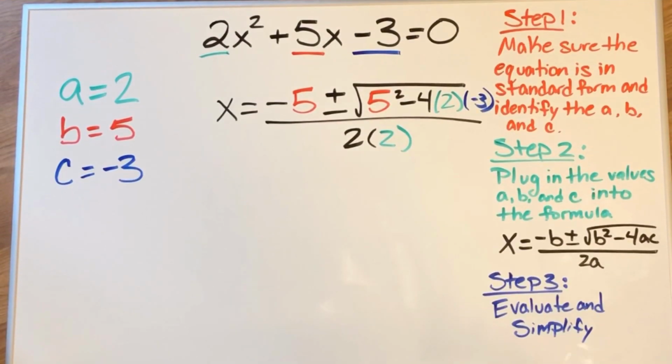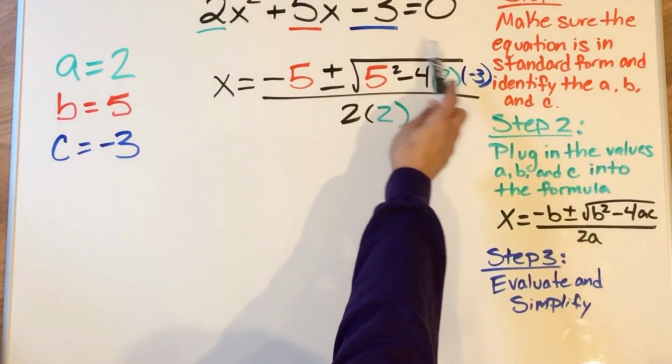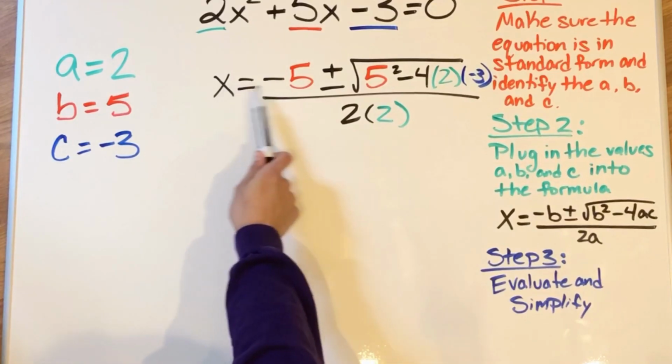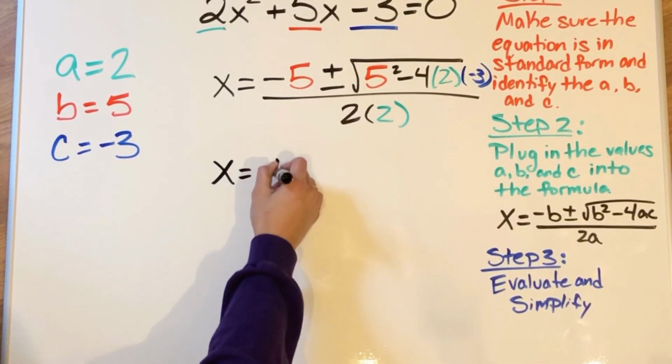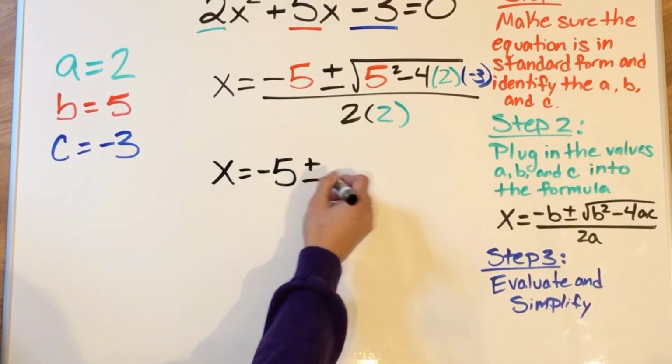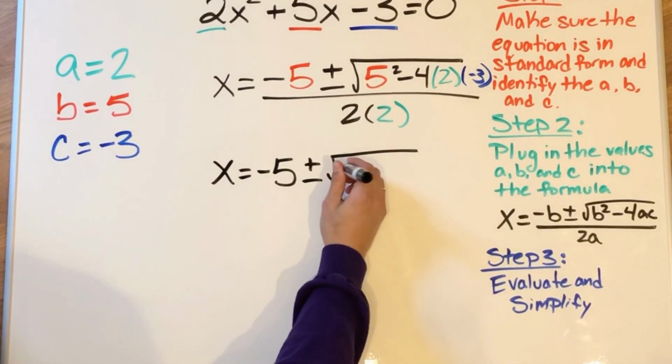Step 3, evaluate and simplify. We're going to start off by evaluating everything under the square root sign. So we're going to rewrite x equals negative 5 plus or minus the square root. Now, 5 squared, 5 times 5, is 25.